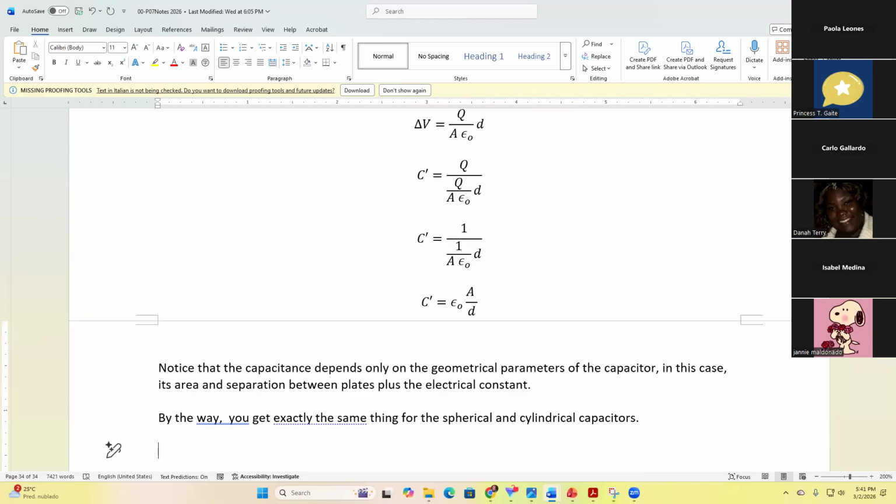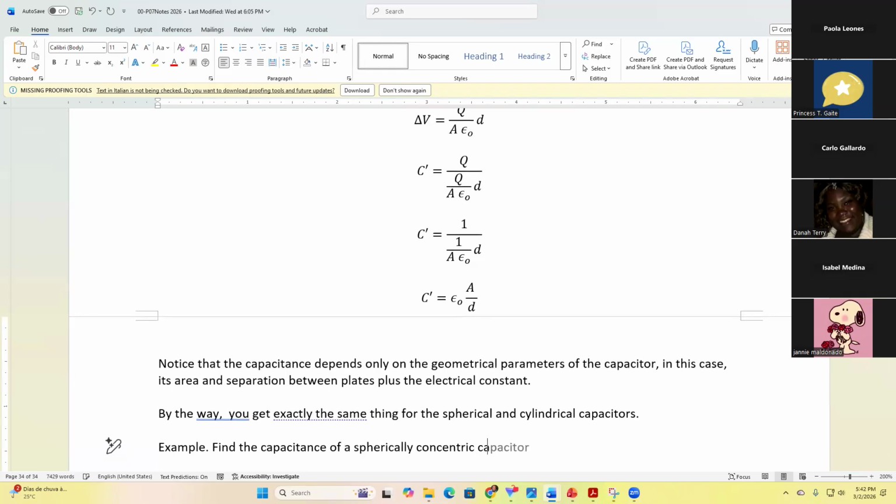Let's do the spherical capacitor. Here you go. Find is another example. Find the capacitance of a spherical concentric capacitor, a spherically concentric capacitor, of inner radius A and outer radius B.